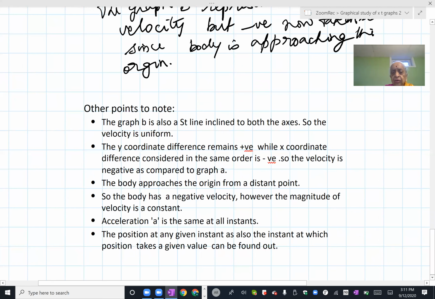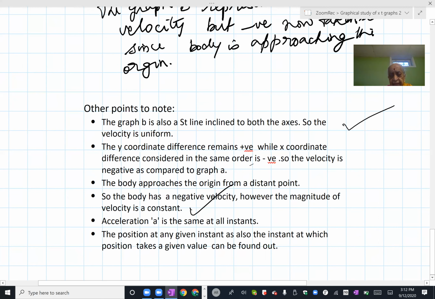The graph B is also a straight line inclined to both the axes, so velocity is uniform. The y-coordinate difference remains positive, while the x-coordinate considered in the same order becomes negative. So the velocity is negative as compared to the graph A. Therefore, the body approaches the origin from a distant point. So a body has a negative velocity. However, the magnitude of velocity is a constant.